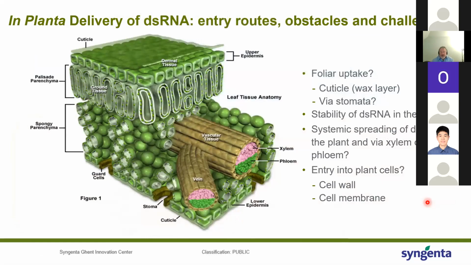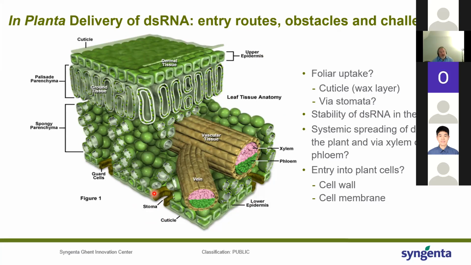Okay, what are the different obstacles and challenges if you want to bring double-stranded RNA inside a plant? One of the first and serious roadblocks is the plant cuticle. So can you penetrate the double-stranded RNA through the plant cuticle? Or can it be taken up, for example, by the stoma?